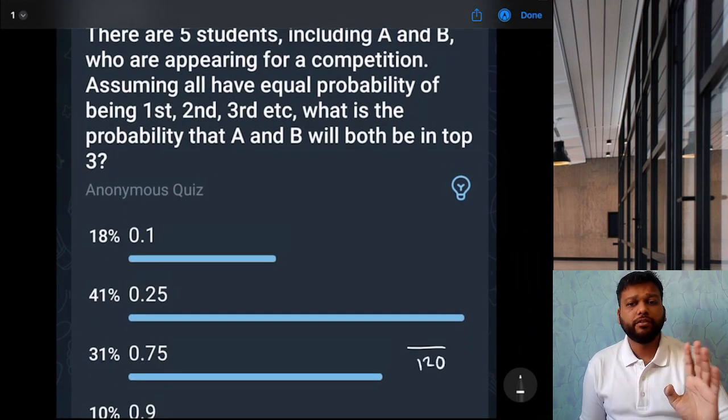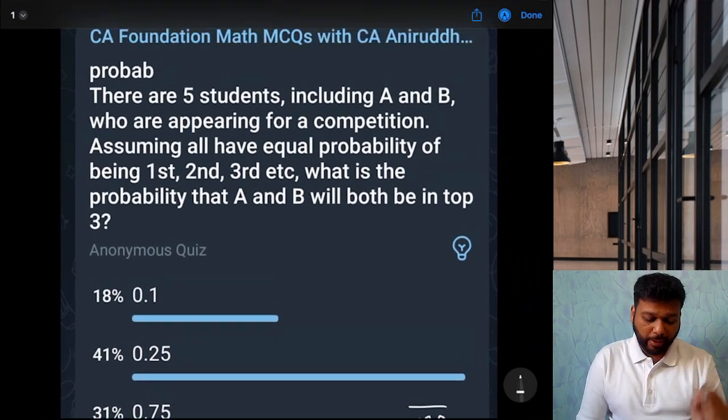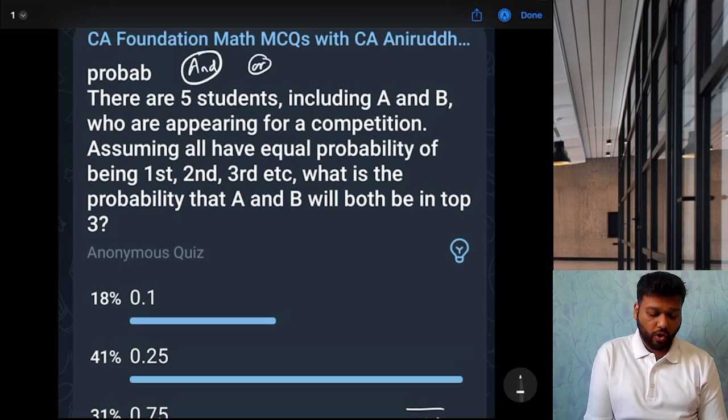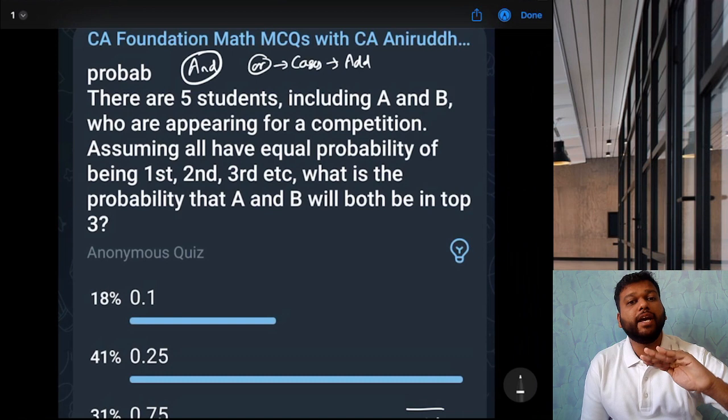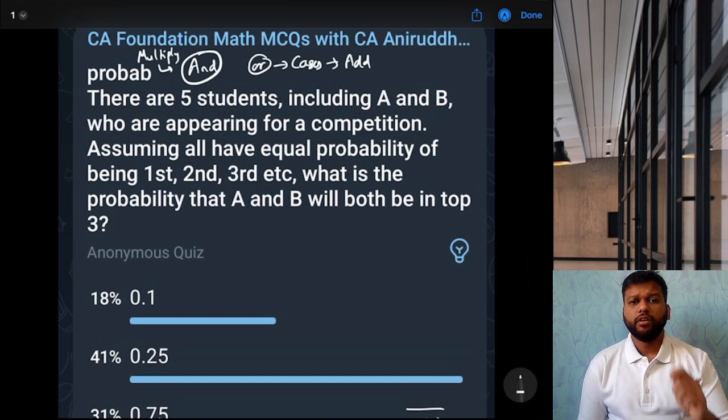Now let's think of numerator. In numerator there can be cases. In probabilities it is very important to think about and or. Or means whenever there are cases, you add. And means whenever something and other thing is happening, you multiply. Okay, fine. So think A and B both have to be in top 3.